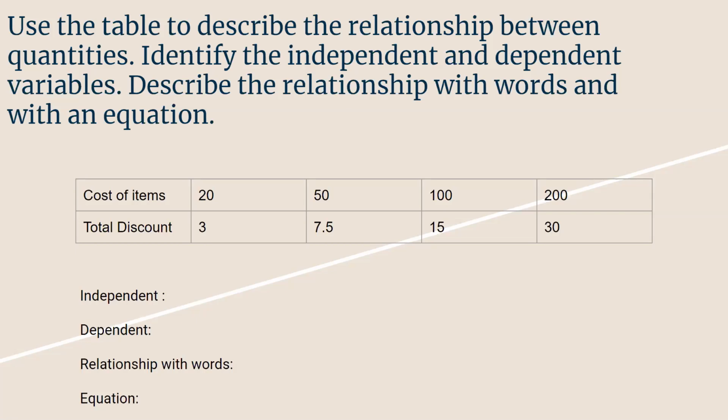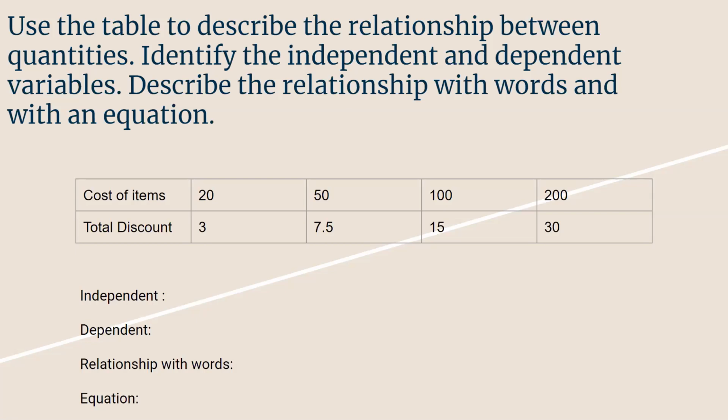So your dependent variable in this case is the discount. Your total discount amount depends upon the cost of the items. So how much money you spend is going to give you a certain discount. Okay, so if something's 10% off, that means if you spend $10, you're going to get $1 off. If you spend $20, you're going to get $2 off. Just a quick example.